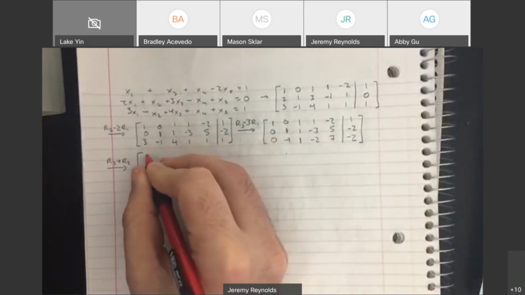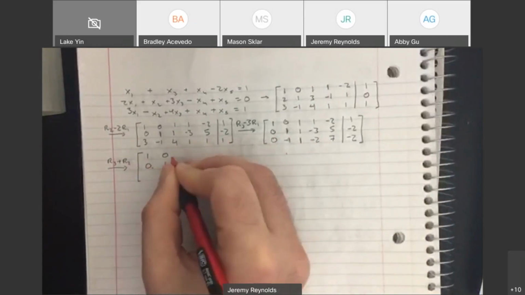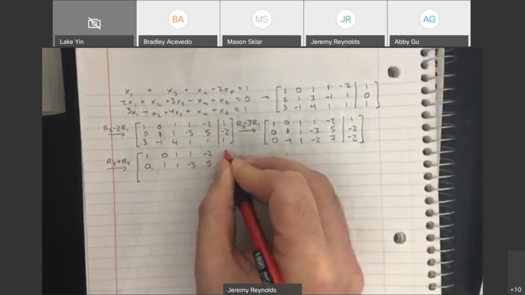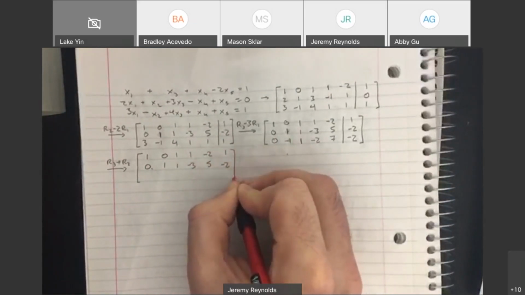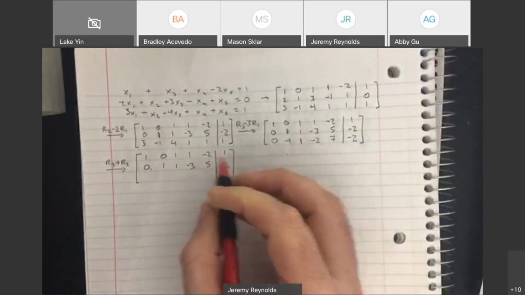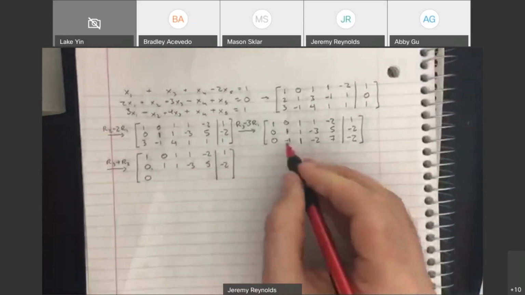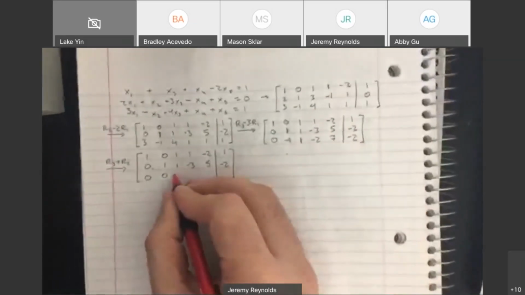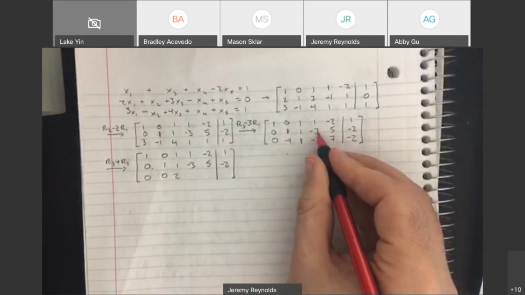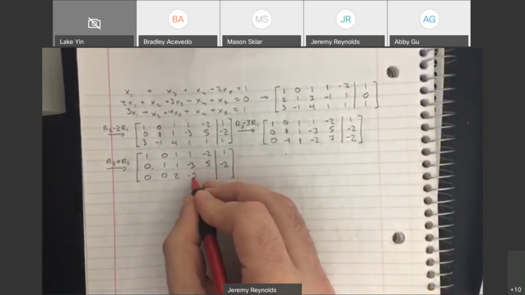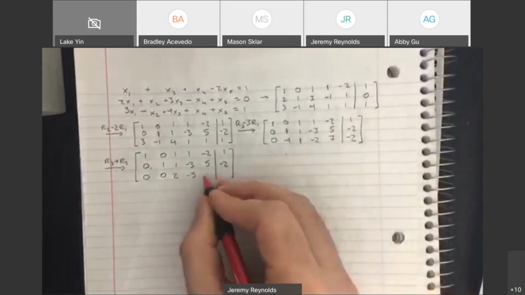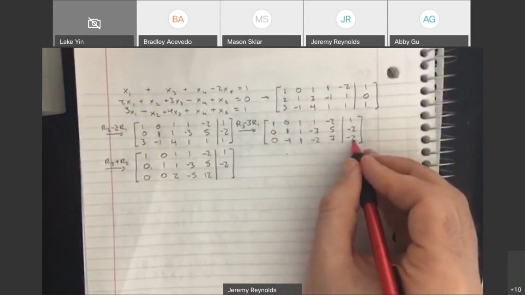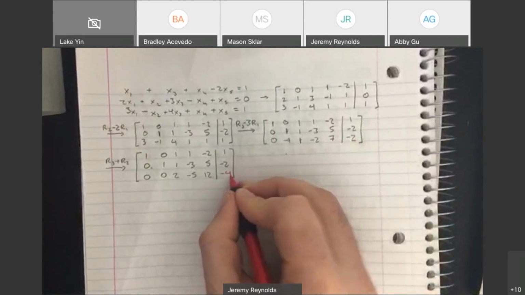So row 1 and row 2 are going to stay the same. And then for row 3, we're going to get 0. We get 1 plus -1 is 0. 1 plus 1 is 2. -2 minus 3 is -5. 7 plus 5 is 12. And -2 minus 2 is -4.